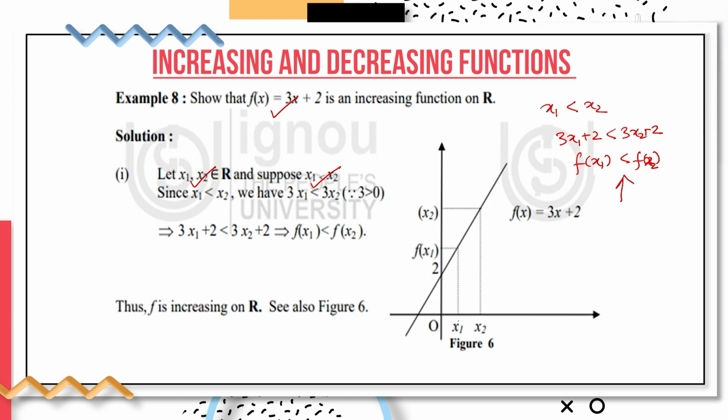By looking at the graph, say for the value x1, you find the value f(x1). For the value x2, the value is f(x2), which is significantly higher than the previous value at x1. So, from the graph also it is found that f(x1) is less than f(x2), wherein x1 is also less than x2. So, the function itself is an increasing function.